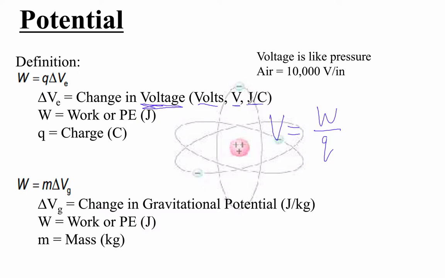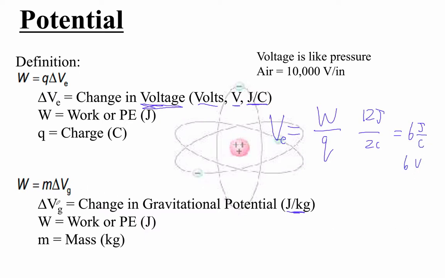It's also the same as joules per coulomb, right? Gravitational potential is just joules per kilogram. There's no gravity volts or something like that. Electrical voltage is defined as the amount of work to get it from infinity, by the way, to where it is, work divided by charge. So let's say you do 12 joules of work on 2 coulombs of charge. Your voltage is 6 joules per coulomb, or 6 volts, for example.